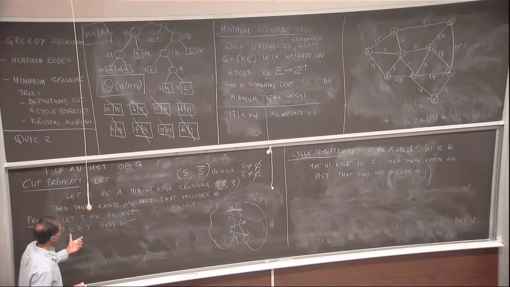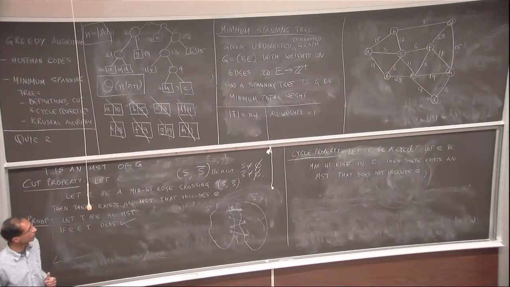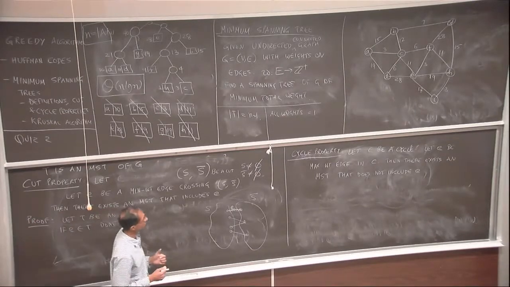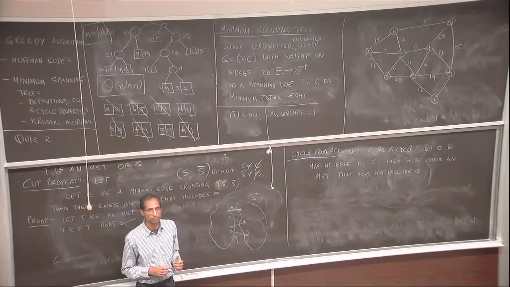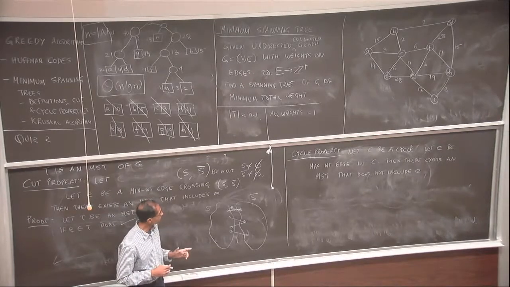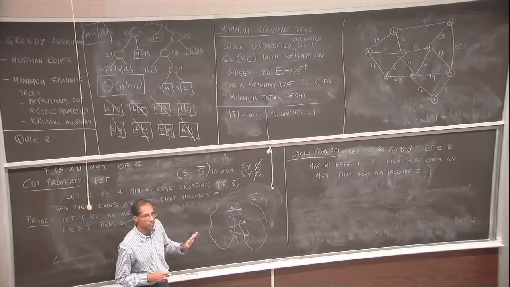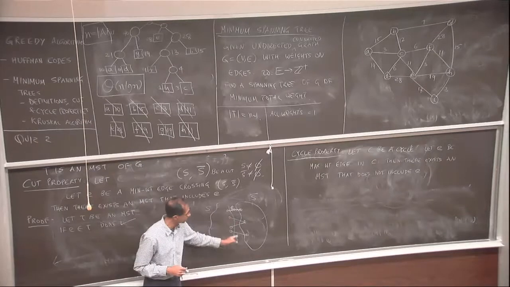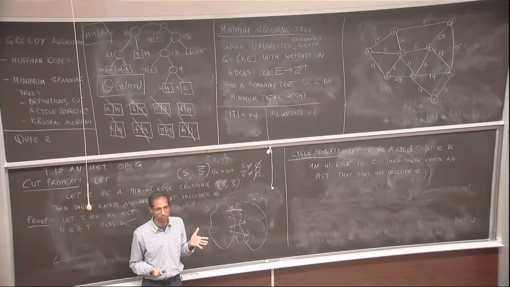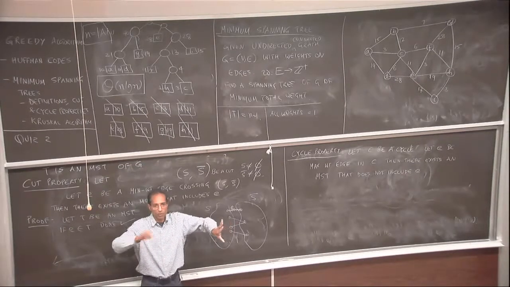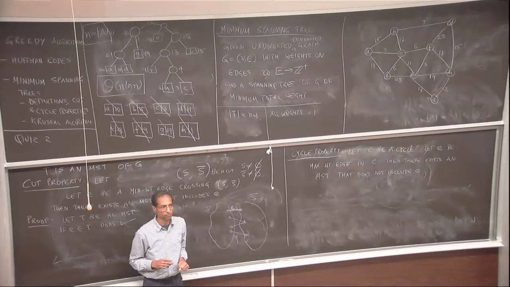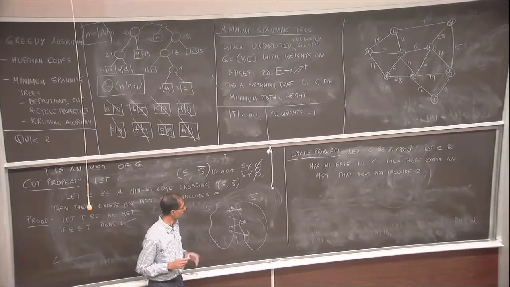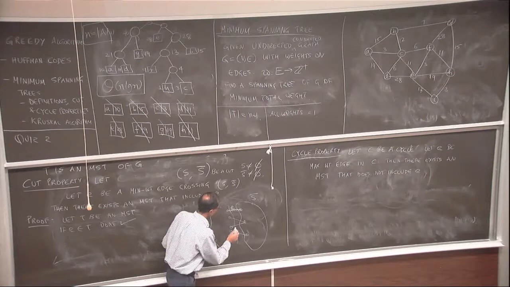So let's say E does not belong to T. What can you say about the minimum spanning tree? If E does not belong to T, since T is the minimum spanning tree, it must include one of the other edges. Right? How can it cover both sides without having one of the other edges? Okay? So let's say it includes this edge E prime.